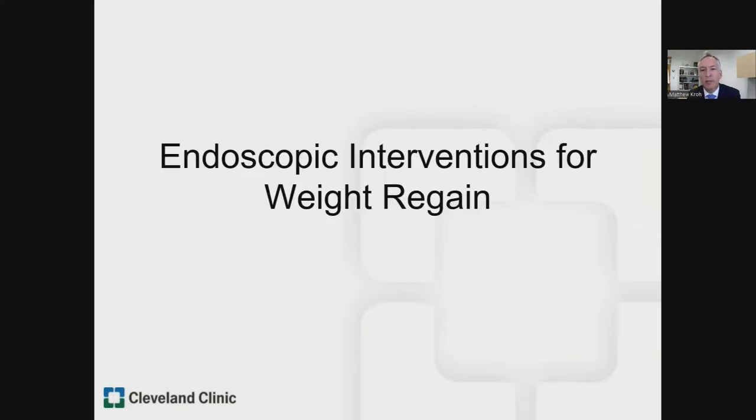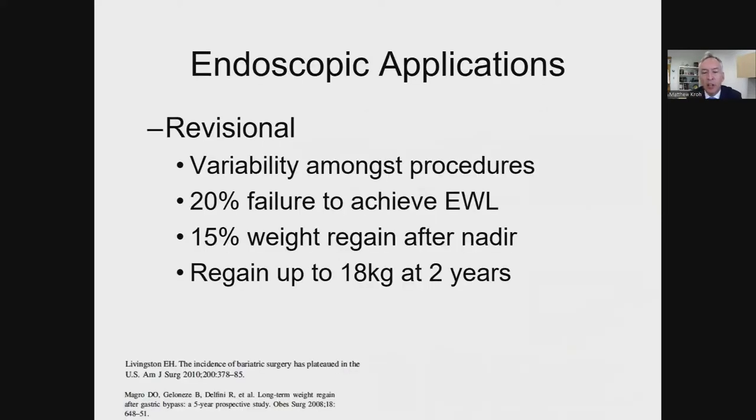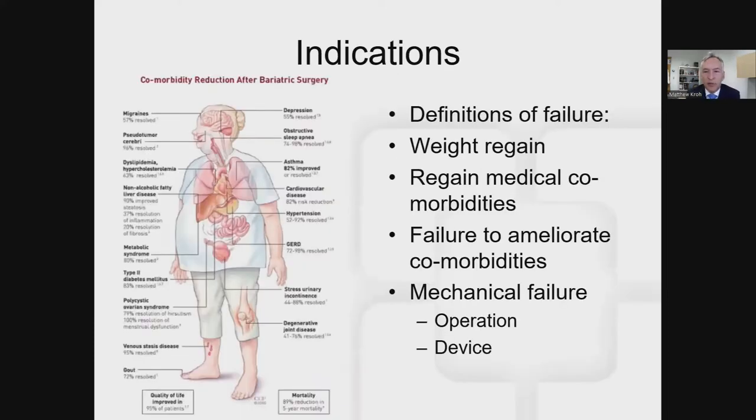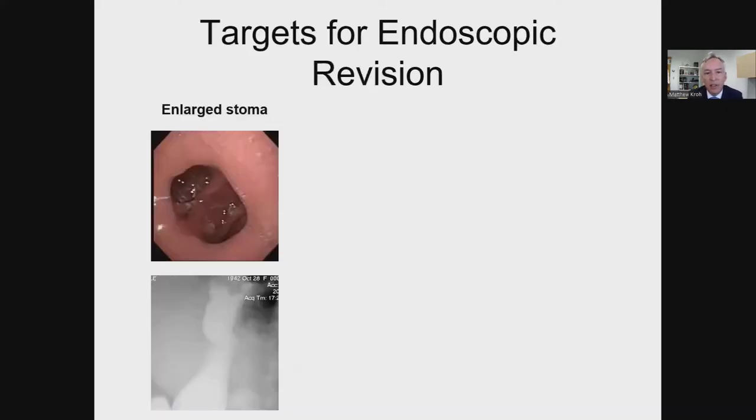Let's switch gears a little bit and talk about endoscopic interventions for weight regain first and then primary endoluminal procedures. We know that after bariatric operations, there is some degree of weight regain. And depending on the literature, what you look at, that can be highly variable. And the indications for reintervention are variable as well. So what do we constitute as weight regain? Is it just BMI increase? Is it regain of medical comorbidities or failure to ameliorate comorbidities? And what does it look like from an anatomic standpoint? Is it something that we can correct?